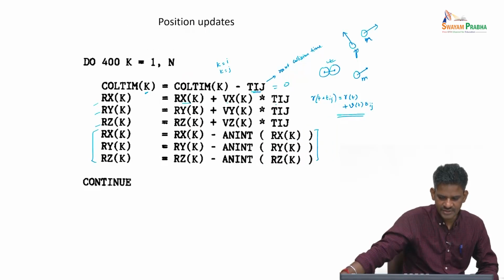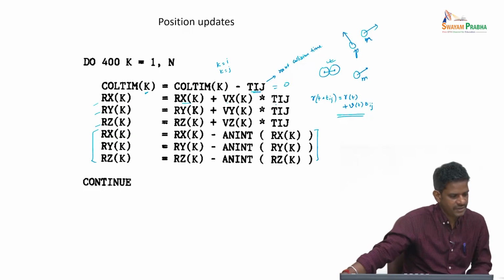In this particular example, you can see the particle position over a time of Tij is updated by this algorithm, r of t plus v of t times Tij, because this v is constant over a period of Tij, and this is not the case in the soft sphere model. So that is a key difference that you have to understand. You follow? Yeah, yes sir.